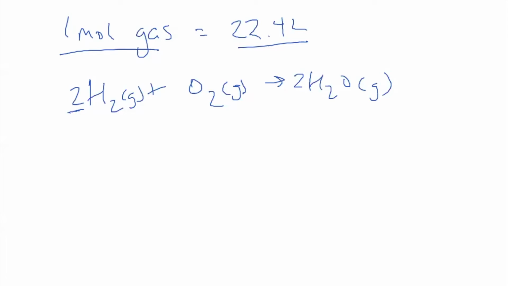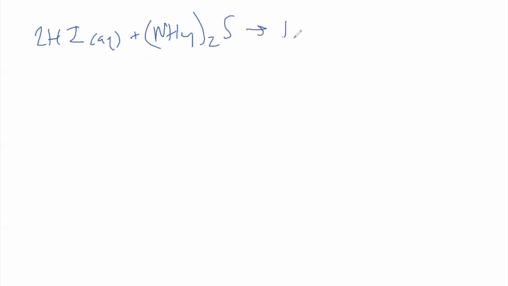Also, could you go over, 1 second, number 25C? Okay, 25C. Go ahead and clear this. Okay, so we have 2HI, that should be aqueous, I forgot to write that in there, reacting with ammonium sulfide. And that goes to form H2S gas. And then ammonium iodide, that's aqueous.